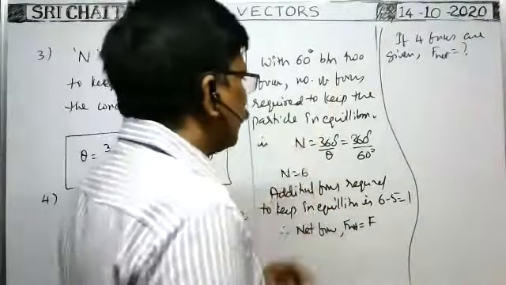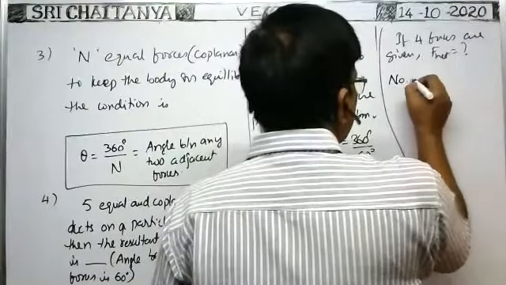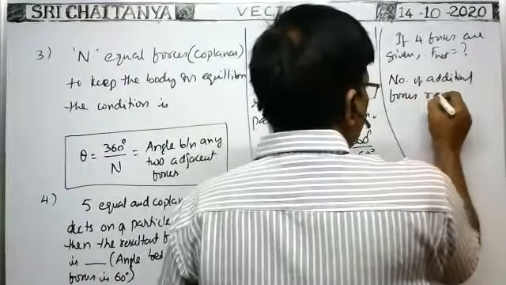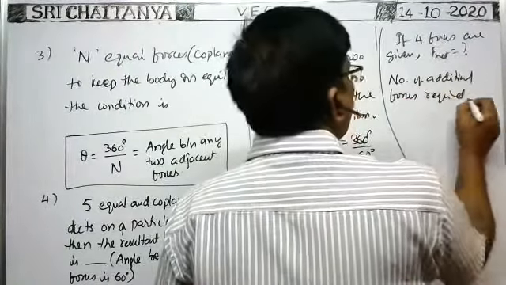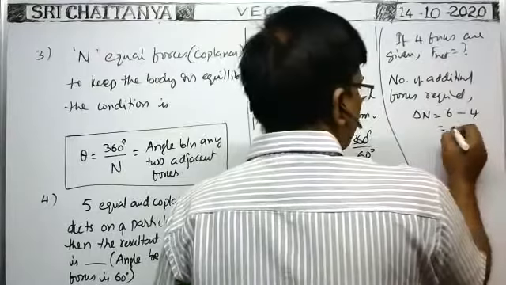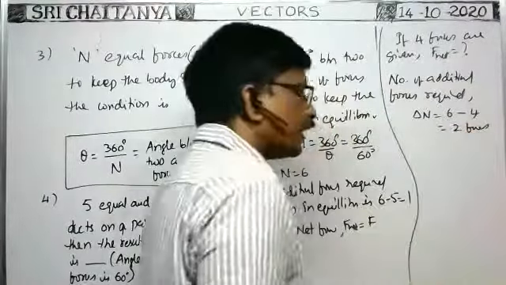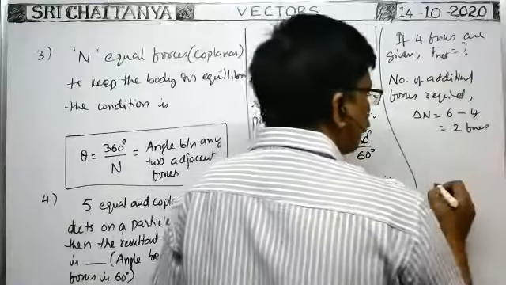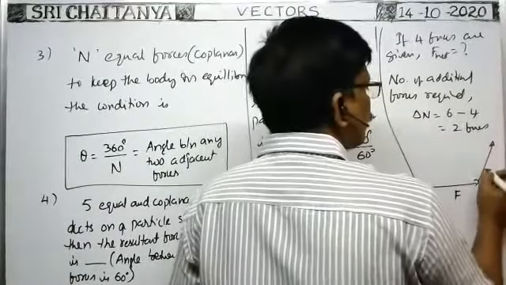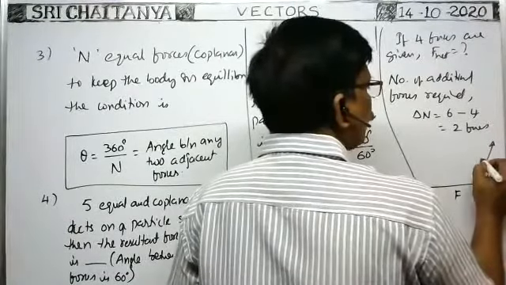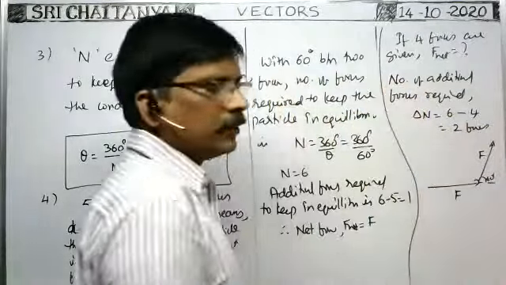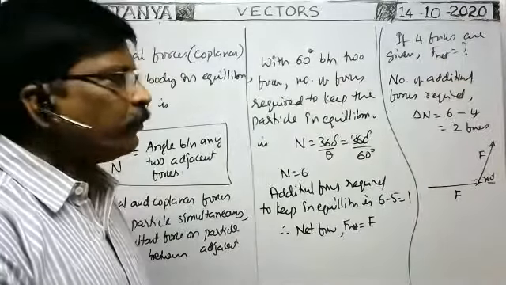So, what is the number of additional forces required to keep the body in equilibrium? Delta n is equal to 6 minus 4, that is equal to 2 forces. 2 forces are required. Okay, how will these 2 forces be? One of the forces is this one. For another force, the angle between any two adjacent forces is 60, that's why this must be 60. In this way, you take the other force. The resultant of these two is the net force that acts on the particle.